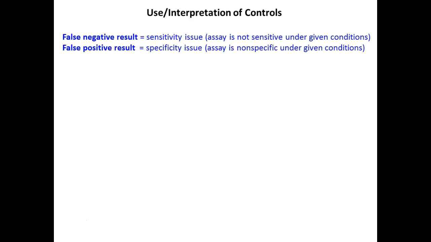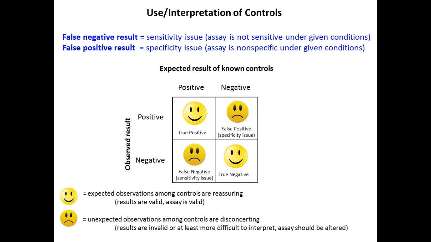False positives, it's usually a specificity issue, right? There's something else there that's causing it to become positive. For some of your tests, it may have been a contamination issue, right? There was something else there that was causing it to be positive. So we want to be aware of these limitations of our tests, sensitivity and specificity issues that can lead to these false negative and positive results.